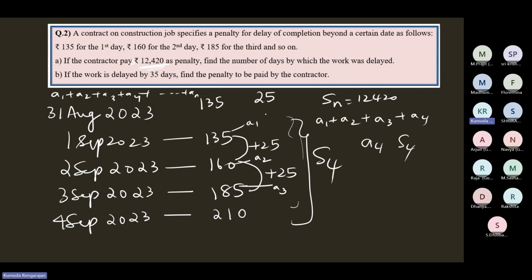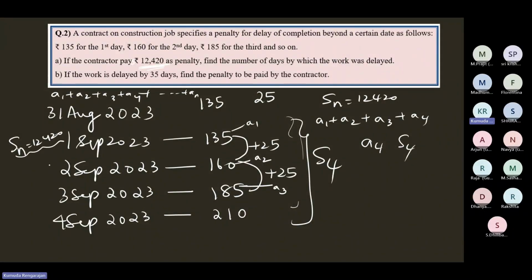If the work is delayed by 25 days, then S25. That is A1, the penalty for the first day, plus the penalty for the second day, plus the penalty for the third day, and so on till the penalty for the 24th day, plus the penalty for the 25th day. So A1 plus A2 plus A3 till A25 is 12,420, which means S25. So here in general, SN is equal to 12,420. If you can write this, it's very easy.